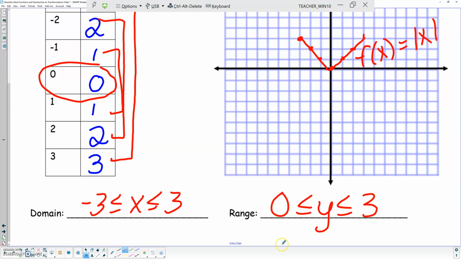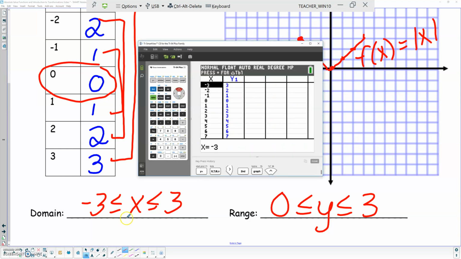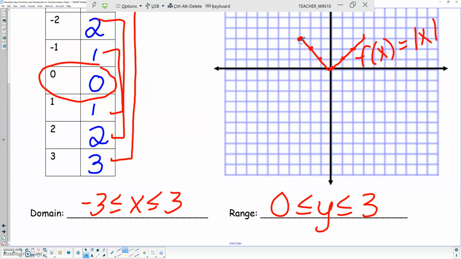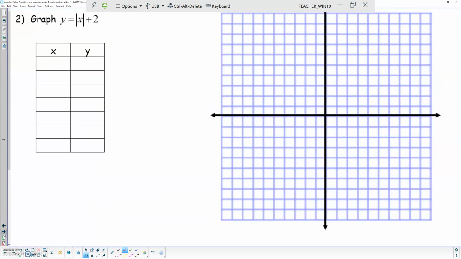Okay, and if we go back to our calculator for a second, and we hit graph, you'll see that the absolute value graph kind of takes on that V shape. All right, so now let's take a look at another example. Okay, so in this second example, we want to graph y equals the absolute value of x plus 2.